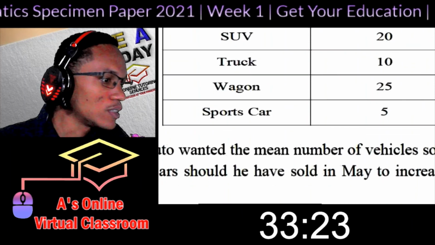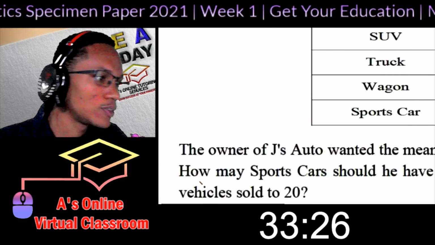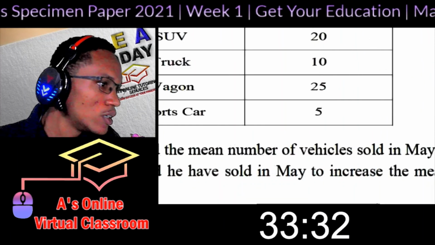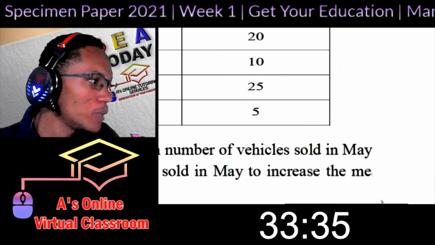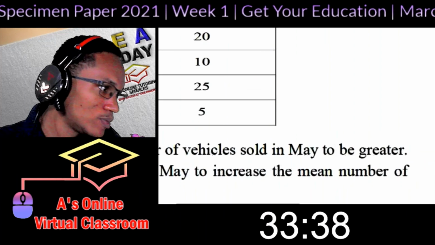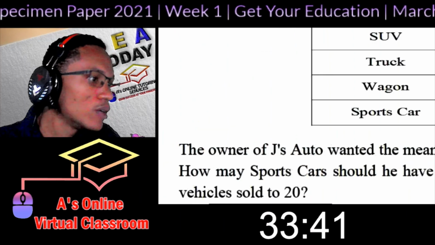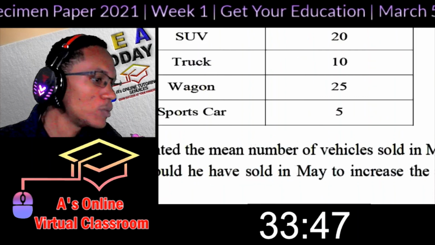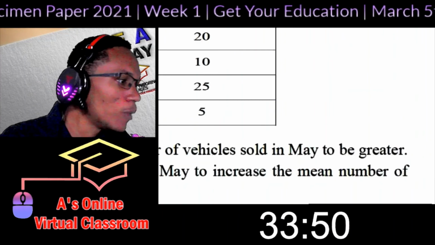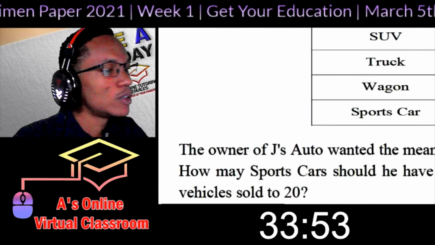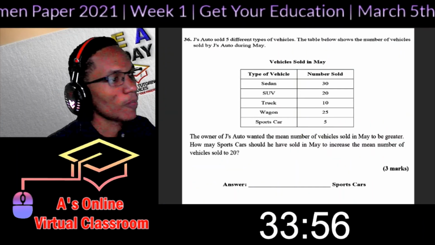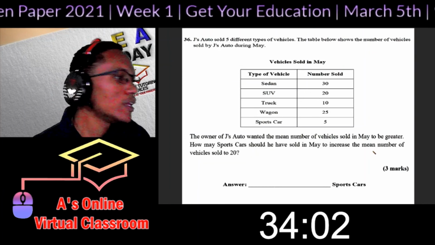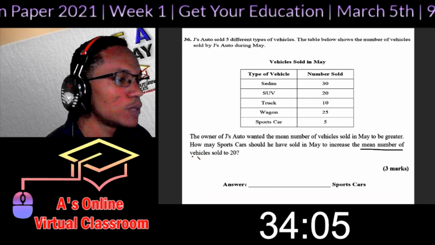So the question they're telling us is that the owner of Jay's Auto wanted the mean of vehicles sold in May to be greater. How many sports cars should he have sold in May to increase the number of vehicles sold to 20? Alright, so they want the mean number of vehicles sold to be 20.